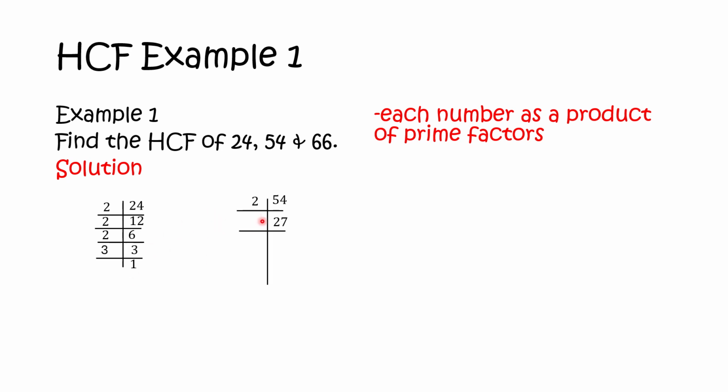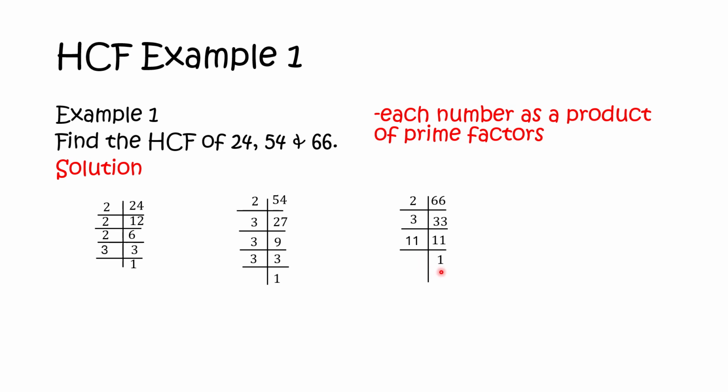We do the same for 54. So by 2, we get 27. Now this time around, we have to look for another smallest prime factor, which is a 3. We get 9. 3 again, we get 3. We divide by 3 once again, we get 1. So we look at 66. The smallest prime factor here is 2, giving us 33. Divided by 3, we get 11. Now the next smallest prime factor here is 11 itself. So we divide by 11 to get 1.